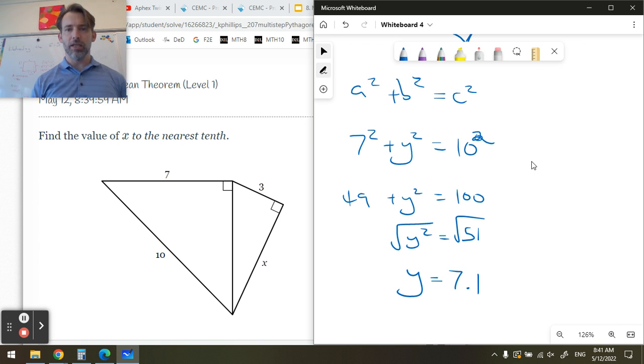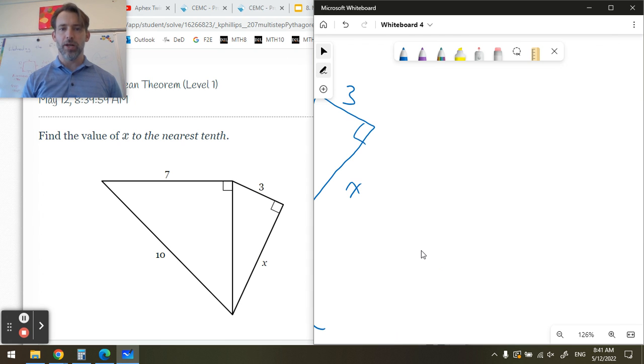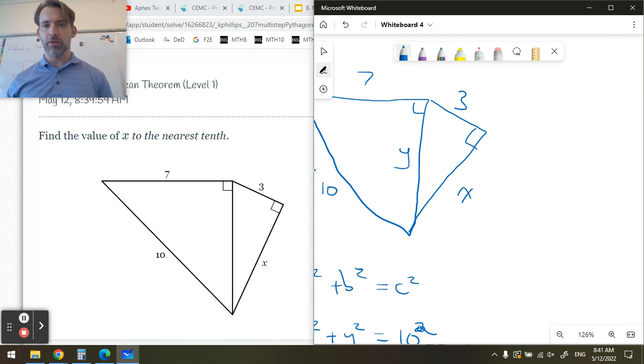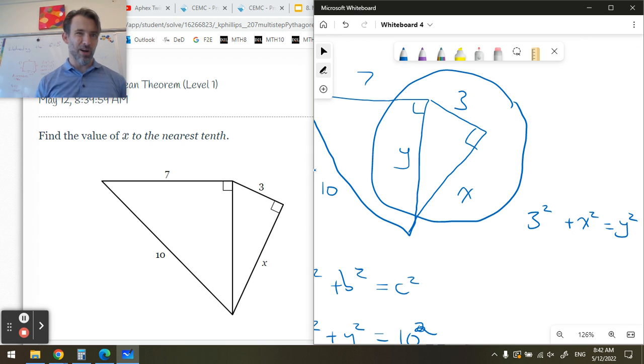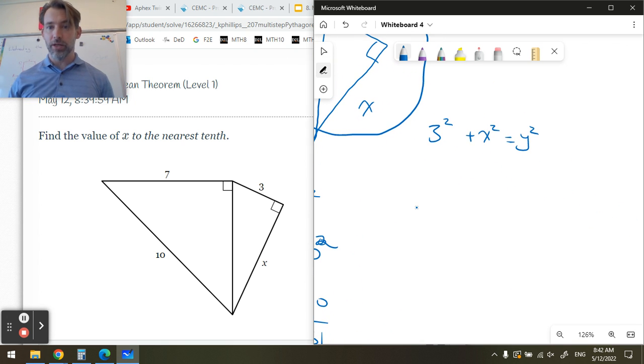But one neat thing here is that I don't actually need y, I just need y squared, okay? Because over here on this side, when I figure out this triangle, I'm going to have 3 squared plus x squared equals y squared. I know y is 7.14, blah, blah, blah, but y squared was exactly 51. So let's just use exactly 51 over there. Instead of subbing in for y and squaring it, let's sub in the exact value, 51 for y squared.